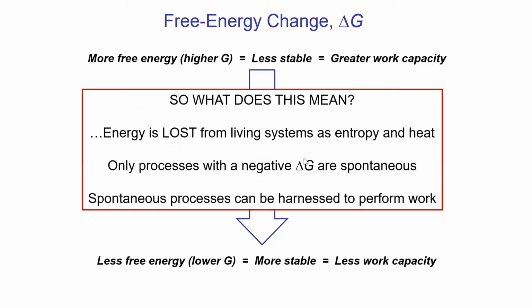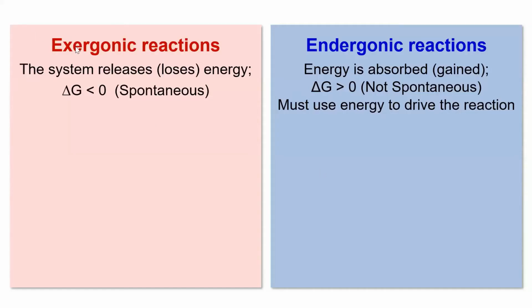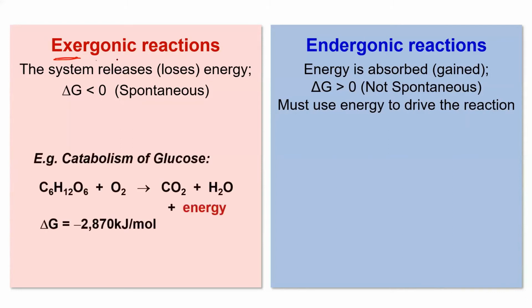So I don't know why that disappeared. What does this mean? It says energy is lost from living systems as entropy and heat. Only processes with a negative delta G are spontaneous, and they can be harnessed to do work. So back to talking about catabolic and anabolic, and notice this time I'm using different words. I'm using exergonic. So ex means out, and ergonic means energy, by the way. Endergonic: end means in, and ergonic means energy. So it says here, exergonic reactions are things that lose energy, so the delta G is negative, or less than 0. An example I gave you before was the catabolism of glucose.